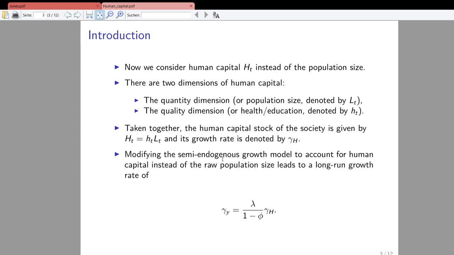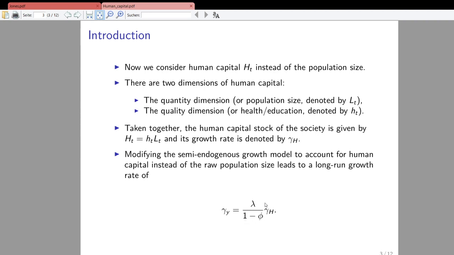Now, this modification of the semi-endogenous growth model takes into account human capital instead of the raw population size. And if we do all the calculations on the production side of the economy, we would get the result that the growth rate of per capita GDP now depends not on the growth rate of the population, but on the growth rate of aggregate human capital. That's the only difference to the growth rate of the semi-endogenous growth model.